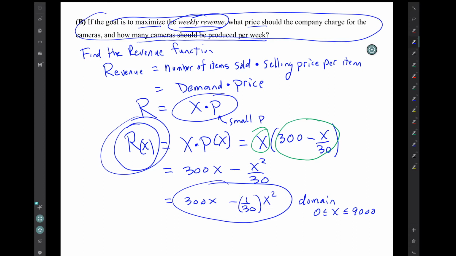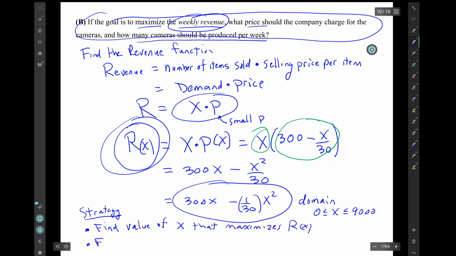So let's write our strategy here. So our strategy is find the value of x that maximizes R of x, and then find the corresponding value of p. So we have an absolute max problem. So we'll resume this on the next page.